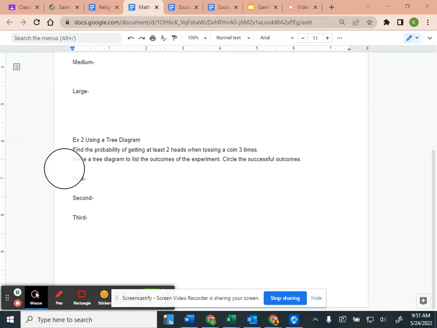What do we need to have happen? Zoe? The outcomes where it lands on heads at least twice. Okay, so that's our successful outcomes. So we need to list all of our outcomes. So then we're going to go and count which ones were successful. Which ones did it land on heads at least 2 times? So we're going to have first, second, and third because we have 3 coin tosses. What are my options for the first toss of the coin? What are my possible options?